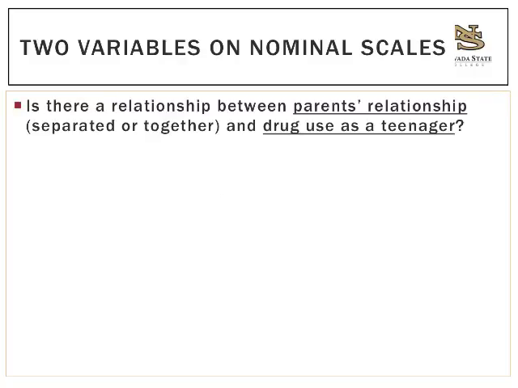So let's take this example of the question that we're asking in the last slide. Is there a relationship between parents' relationship, let's say they're separated or together, and drug use as a teenager? So this means that for each participant in this particular study, we're going to ask them two questions. One, were your parents separate or together when you were growing up and a teenager? And then also, what kinds of drugs did you use when you were a teenager?